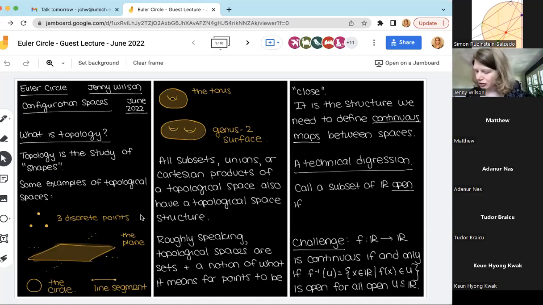So some examples of topological spaces. The first I've drawn here are just 3 isolated points. That's an example of a topological space, as would any number of isolated points be, including infinitely many. Another example that you've probably encountered before is the plane, sometimes called Euclidean 2 space. Another example you may know is the circle. That's a topological space. A line segment is a topological space. The torus is a topological space.